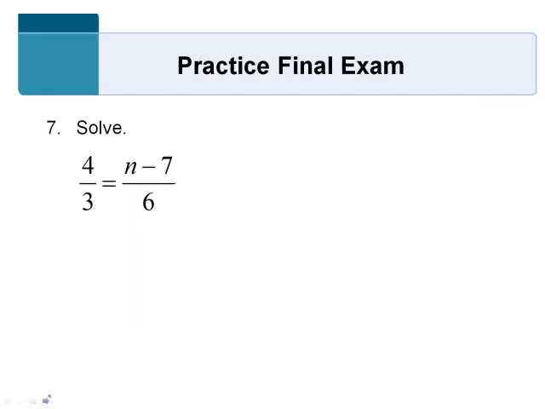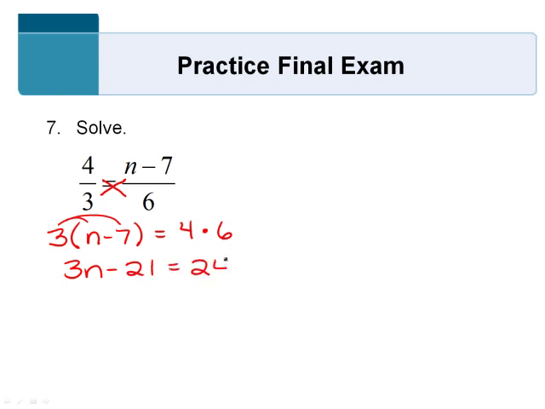All right, number 7 is a proportion. So we are going to cross multiply. And I'm going to put the term with the variable on the left side. So we're going to have 3 times n minus 7 equals 4 times 6 on the other side. So we need to distribute the 3. So that would be 3n minus 21 equals 24.